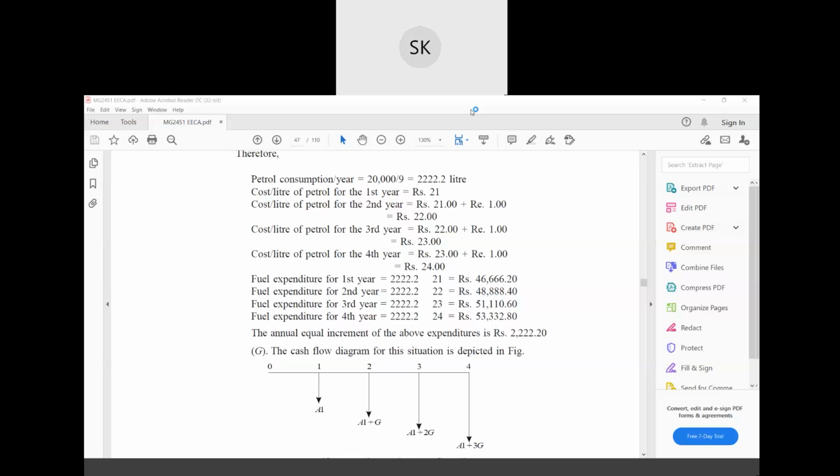Okay, sharing my screen. Let me know if it is visible. Screen is visible?